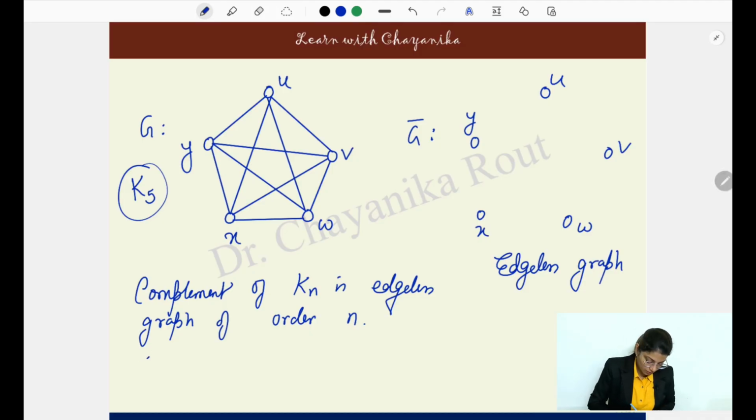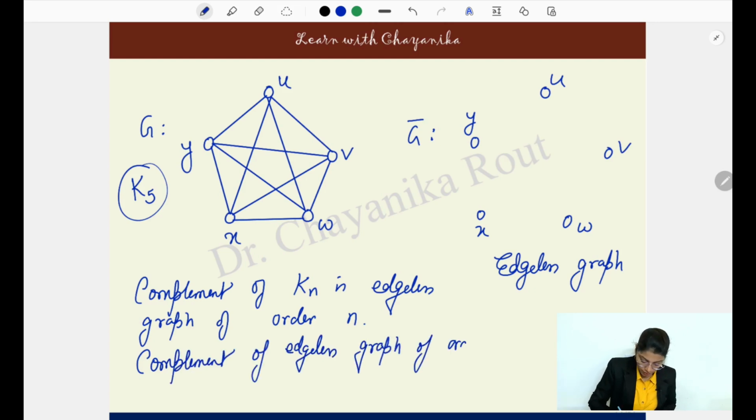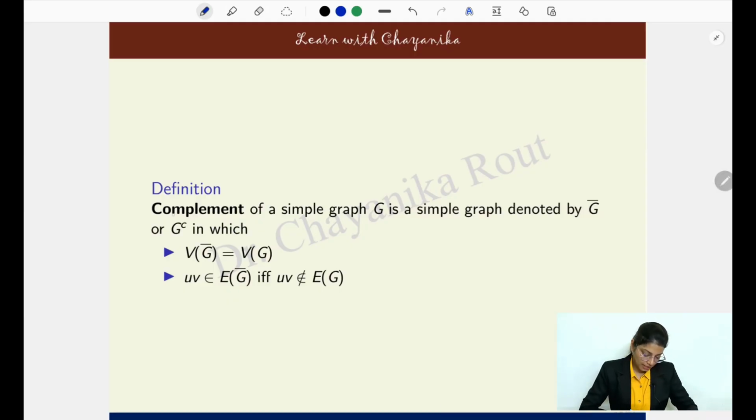Similarly, the other way around, if we find out the complement of the edgeless graph of order n, then we will find it is Kn. So if you are having an edgeless graph of order 2, its complement is going to be K2. We will see that again as an example. Before that, let's see the definition. The complement of a simple graph G is again a simple graph denoted by G bar or G power C, in which the vertex set of G complement is equal to the vertex set of G, and uv will be an edge in G complement if and only if uv is not an edge in G. That is what the definition of complement is.